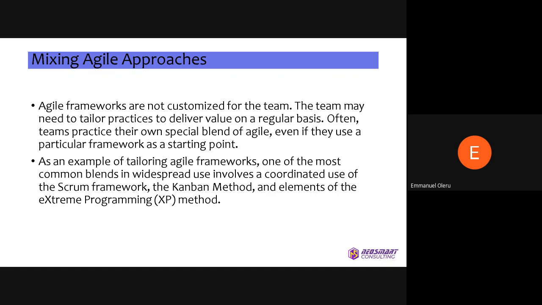So often teams practice their own special kind of agile, even if they use a particular framework as a starting point. As an example of tailoring an agile framework, one of the most common blends in widespread use involves a coordinated use of the Scrum framework, the Kanban method, and elements of extreme programming. So you see a system where they pick a couple of practices from Scrum, from Kanban, from extreme programming, basically combining them so that you can be more efficient in your delivery. Mixing agile approaches or frameworks will also be useful.